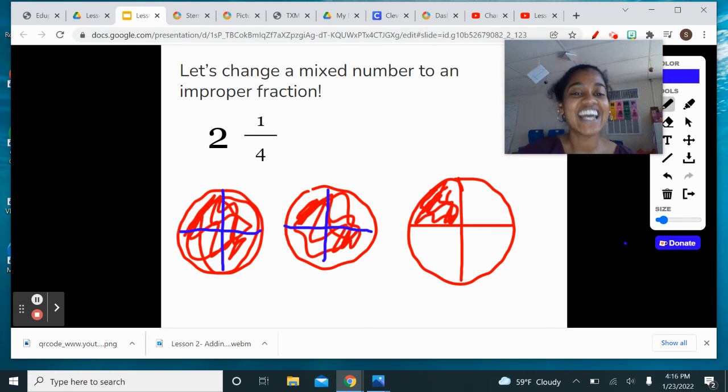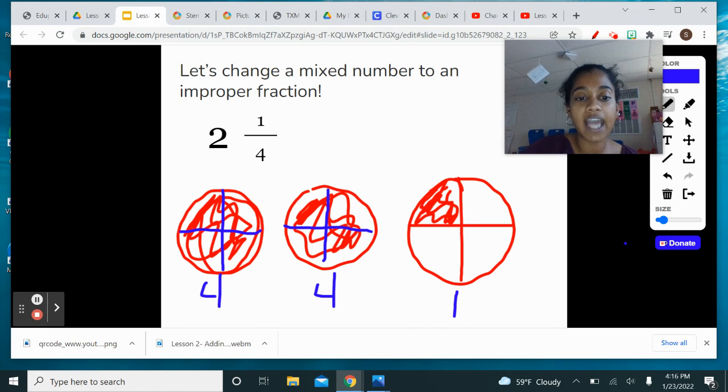Sorry, guys. Okay, so I went ahead and I cut all of my pizzas into fourths because we need them all to be equal pieces. So now, how many fourths do I have? So I have 4 fourths right here, right? And then I have another 4 fourths right there, and then I have 1/4 right here, right?